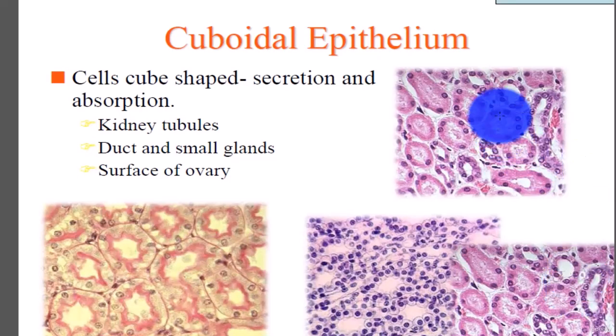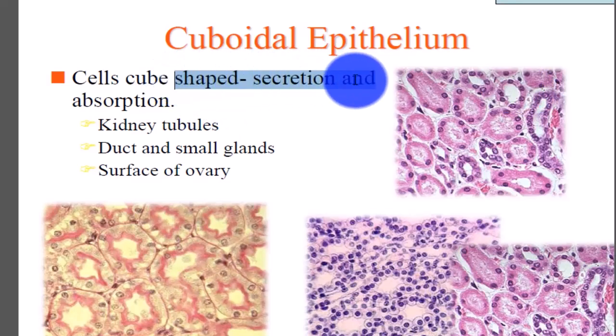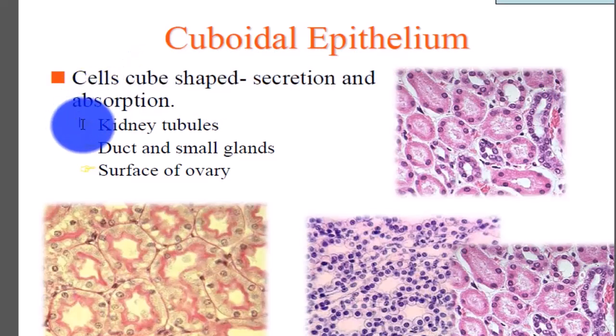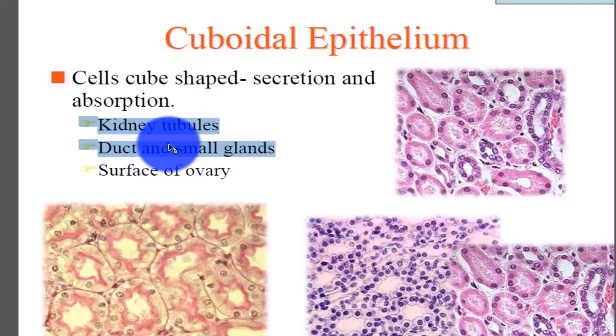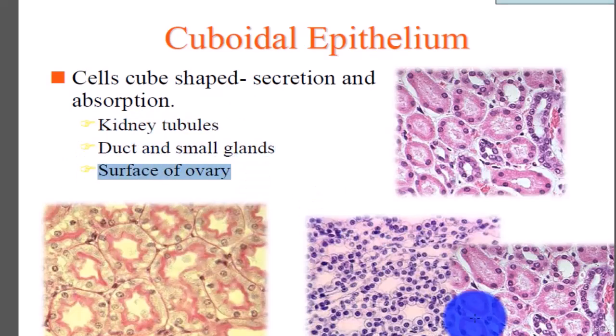Cuboidal epithelium. Cuboidal epithelium cells are cube shaped, for secretion and absorption, found in kidney tubules, in ducts and small glands, and on the surface of the ovary.